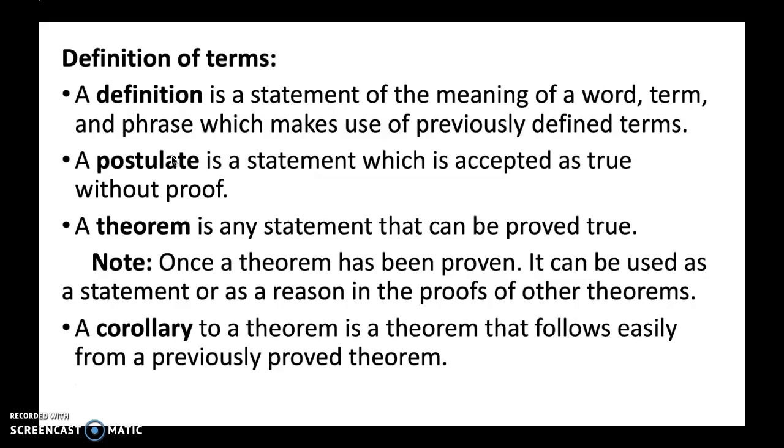So we can use definitions, postulates, and theorems in proving two triangles, but take note that we can only use a theorem once it has been proven. So it can be used as a statement or as a reason in the proofs of other theorems. A corollary to a theorem is a theorem that follows easily from a previously proven theorem. So we can use definitions, postulates, theorems, corollaries, and properties in order for us to prove that the two triangles are congruent.